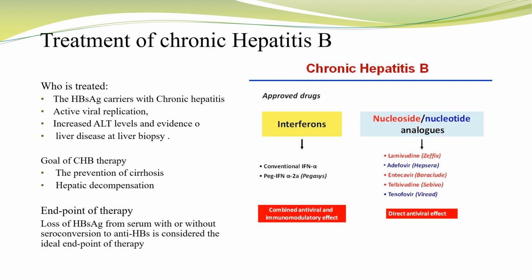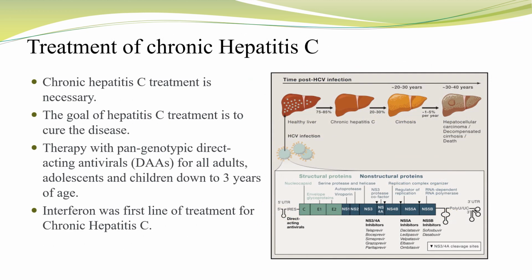We should treat this type of hepatitis with antivirals. Treatment of chronic hepatitis B is different if we have HBs carrier or active hepatitis, or in liver biopsy we see very severe disease. We should treat with antiviral till we don't have HBs positive. But chronic hepatitis C treatment is necessary, and the goal is just disappearing the hepatitis C virus from blood. And the treatment is, as we already said, based on genotype of the virus.